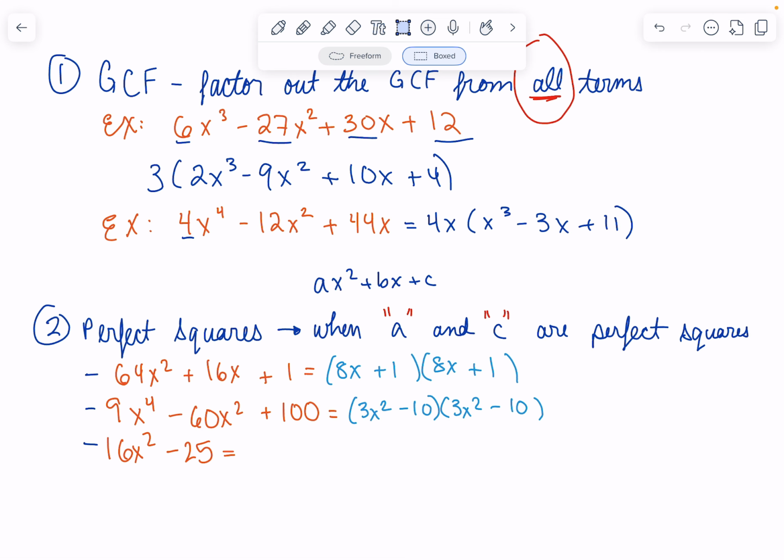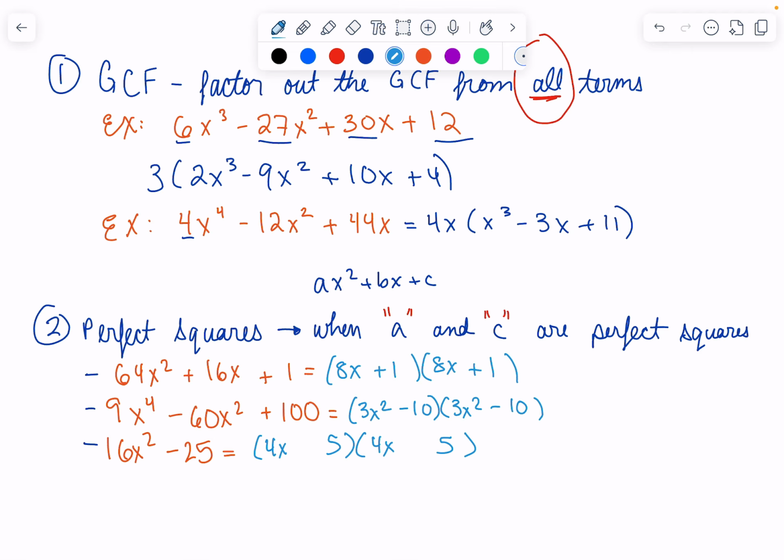Okay, then the last type of problem that we could see in this method is when there's no middle term, when there's no b value. The idea is still the same, in the sense that we just take the square root of the a and c values. So the square root of 16x squared is just 4x. The square root of 25 is just 5. And because there's no b value, it means that when we do outer and inner, they have to cancel each other out.